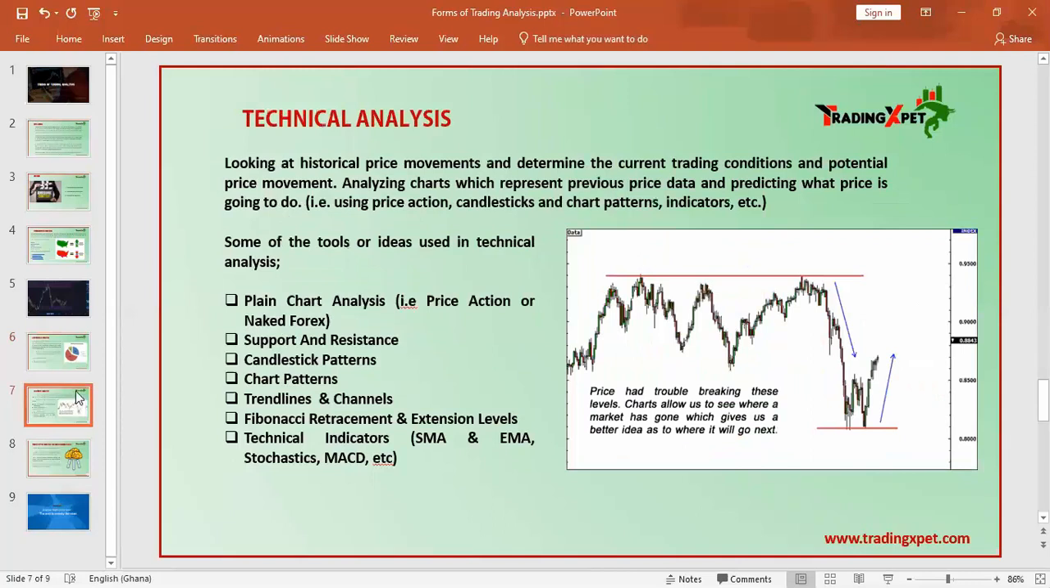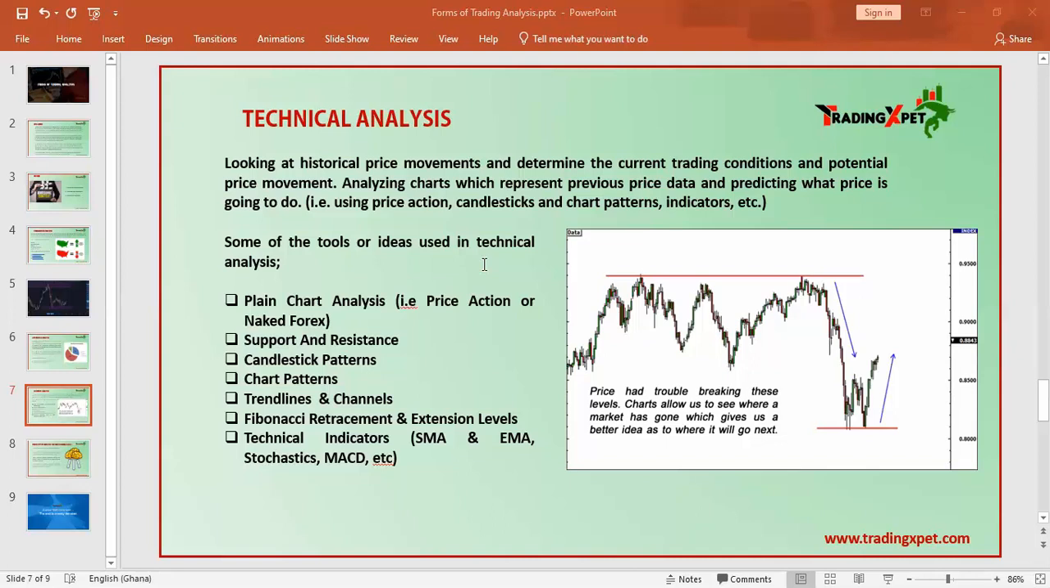The next one is the technical analysis. With technical analysis, most traders focus much on it, and myself, I do focus much on technical analysis. So we'll be going deeper in technical analysis, I think from our next meeting, or probably the following one. Technical analysis is when you look at the price chart and you analyze how price movement is happening, and there are some tools or ideas that are used in technical analysis.